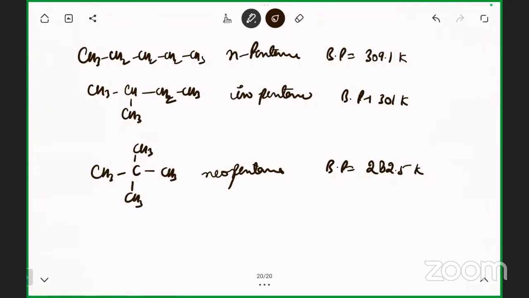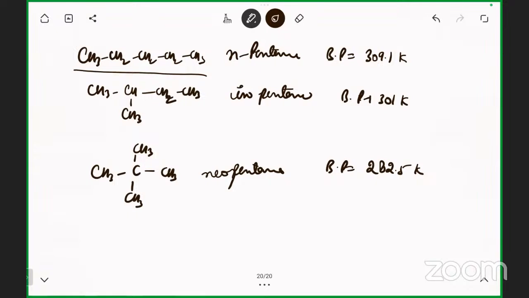First of all, tell me which one will have the higher boiling point. First one, sir. N-pentane, just because no branching is there. I have given the boiling points, so you can easily tell by watching them. But if I do not write the boiling point, how will you recognize which compound has the higher boiling point?